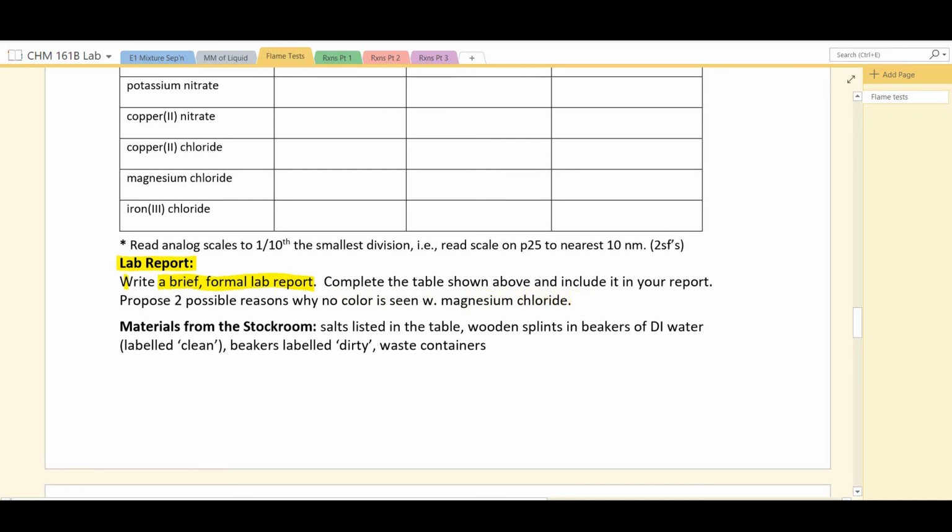There's also a short nomenclature assignment associated with this experiment, and that'll be explained in class. And for those of you who may be viewing this online, there'll be a separate video for that.